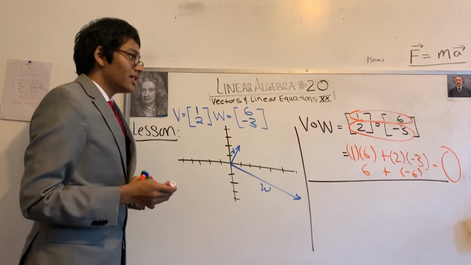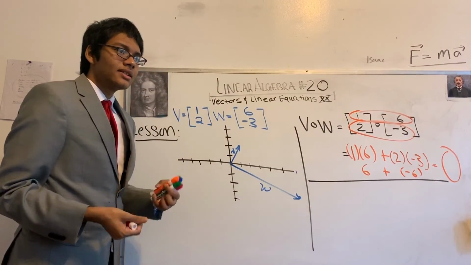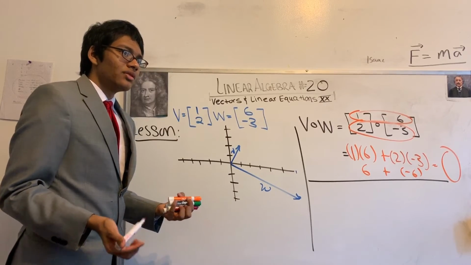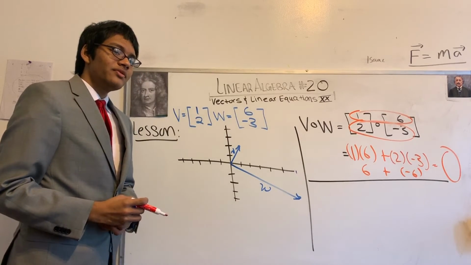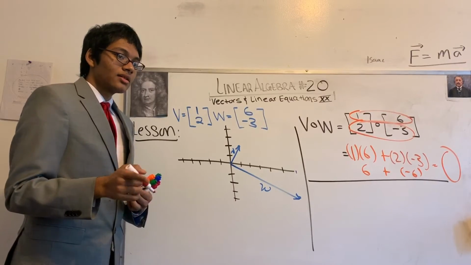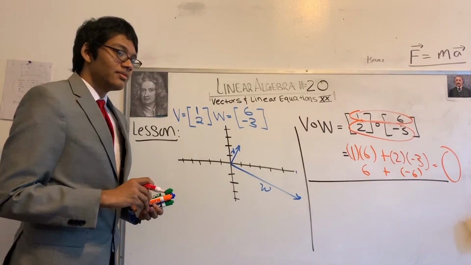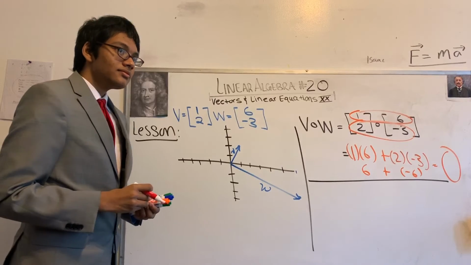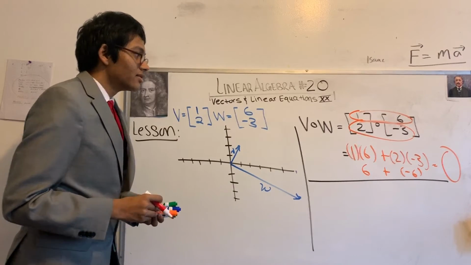So now what you might start thinking is, why is the dot product 0? Is there anything special about these two vectors? Oh, I got it. Cosine 90 is 0. So it must have something to do with cosine 90.